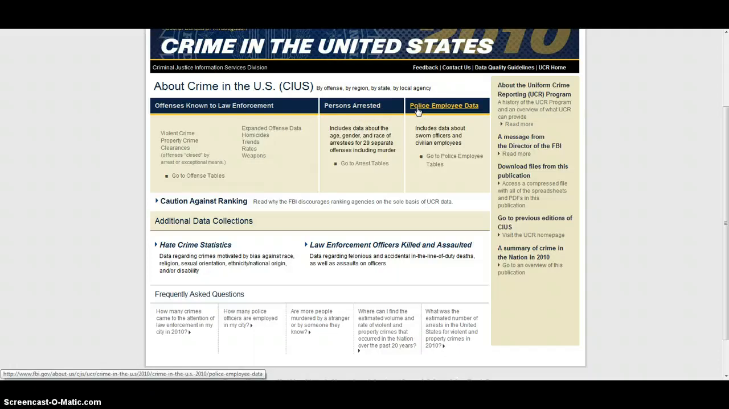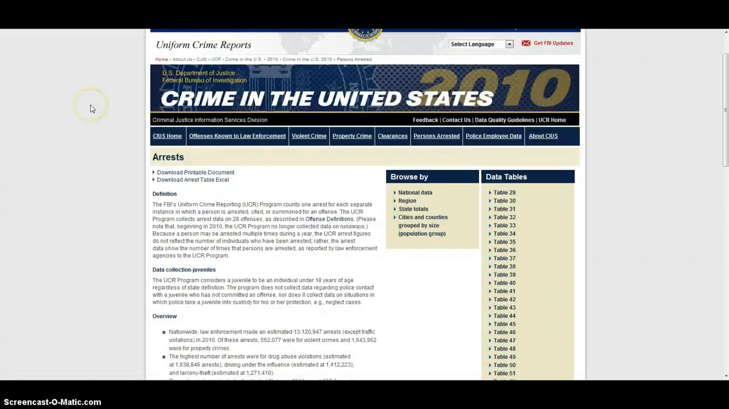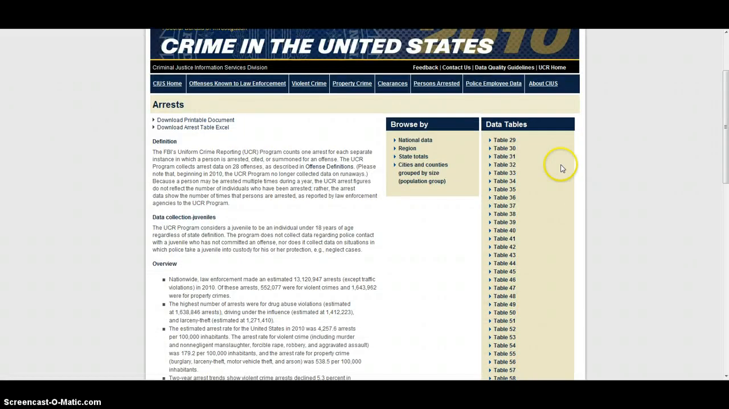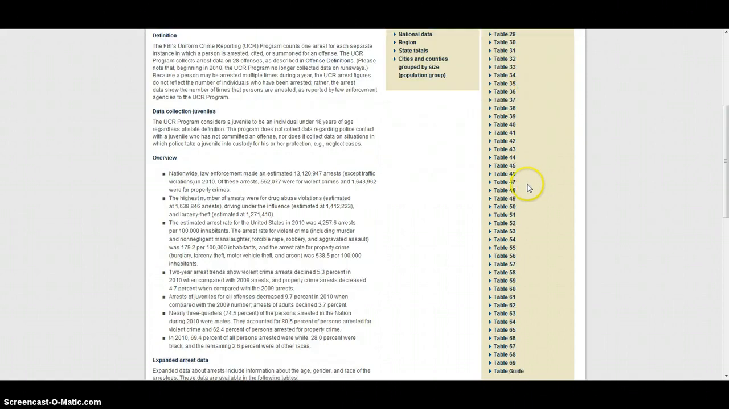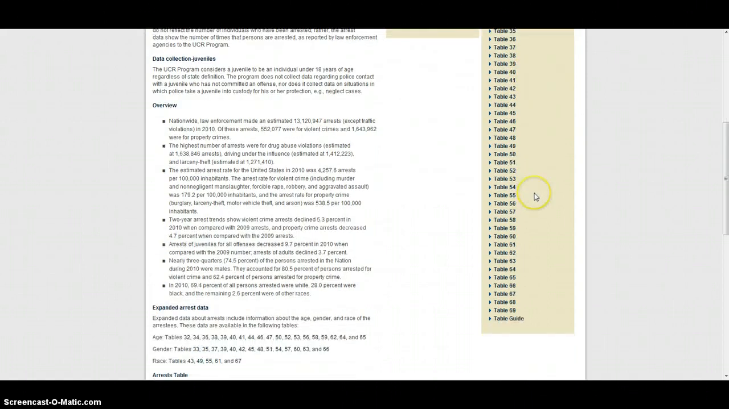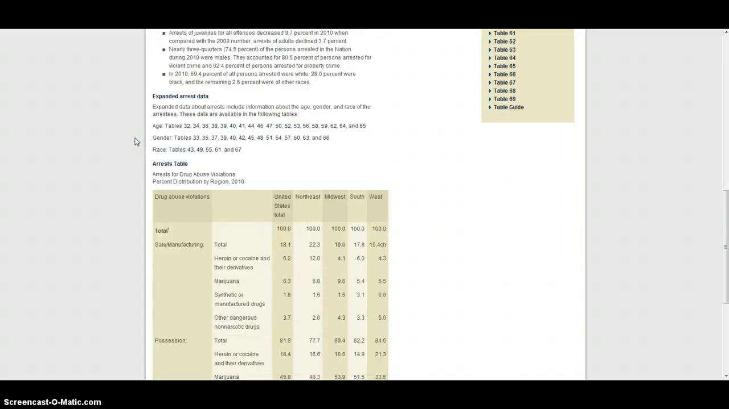But let's say we were interested in looking at the number of people arrested in 2010. You would just click on that link, and then it brings you to this page. Over to the right, you can see there are a ton of different tables that are available. It gives you somewhat of an overview on what some of the trends were for that particular year. And then if you scroll down here, it even shows you where you can access certain specific tables that have to do with just age, gender, or race.